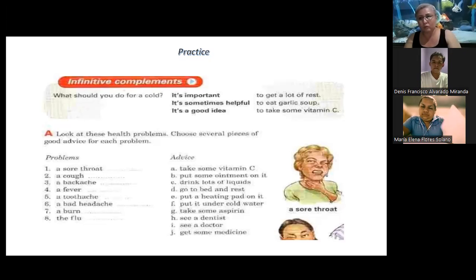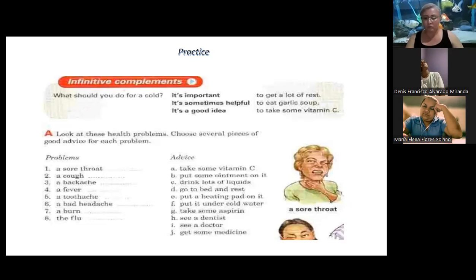When you have a cold, do you get a lot of rest? Cuando usted tiene gripe, descansa or not? Or just taking medicine? It's a recommendation, so you can see that. It's sometimes helpful to eat garlic soup. Have you tried garlic soup when you have a cold? Yes or not? Honestly, no. Okay, I understand that, it's recommendable.